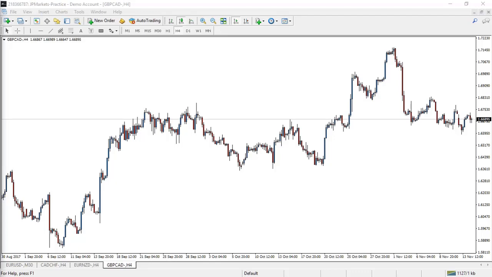Okay, we are looking at the British pound Canadian dollar. Now, we've been seeing that there's a lot of issues going on over in the UK. They're having a lot of political troubles. I won't go into that now. You can definitely check it out in the news section at the jpmarkets.co.za. But let's have a look at the technical analysis side of it.